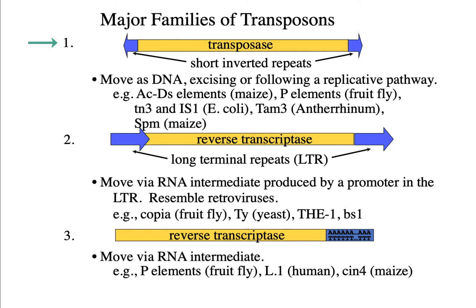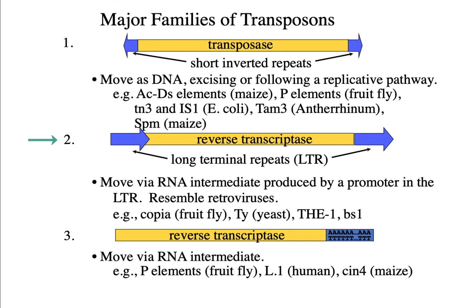The first one, these DNA transposons, move as a DNA, excising or following a replicative pathway. These include Ac and Ds elements in maize, P elements in Drosophila, Tn3 and IS1 in E. coli, Tam3 in Antirrhinum, and Spm in maize.